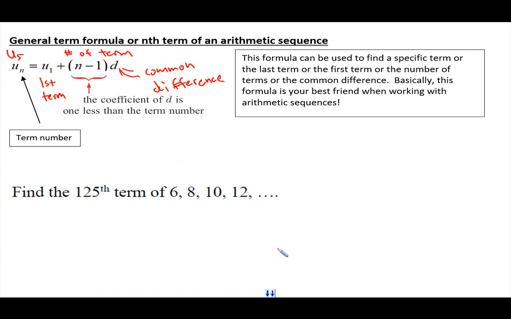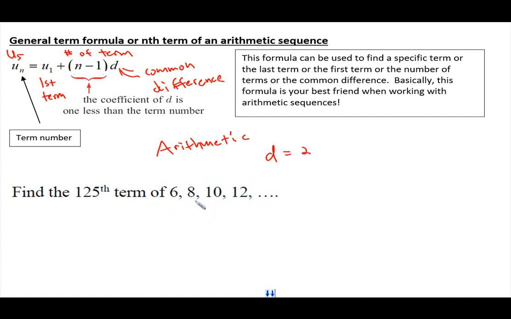Let's take a look at the first example down here, right? It says find the 125th term of this sequence. Well, first of all, we notice this sequence has to be arithmetic, because if I do 8 minus 6, I get 2. If I take 10 minus 8, I get 2. If I take 12 minus 10, I get 2. I keep on getting the same value, so I know the common difference is 2.